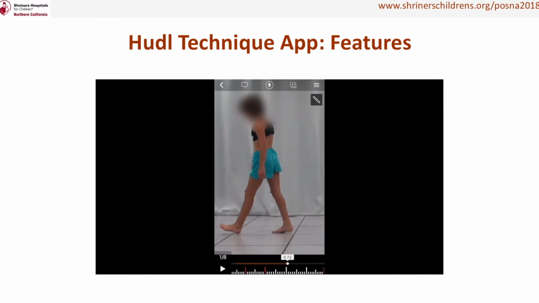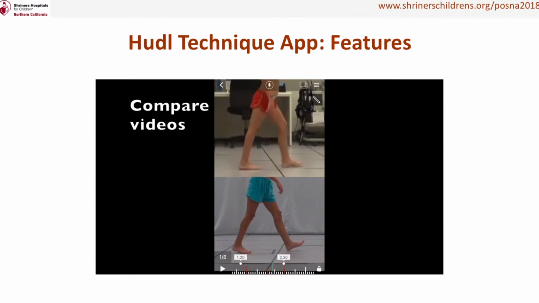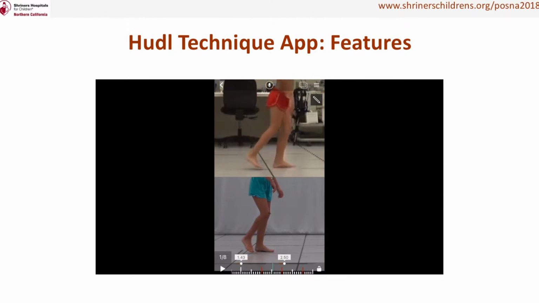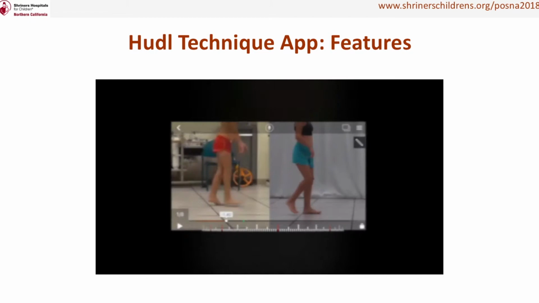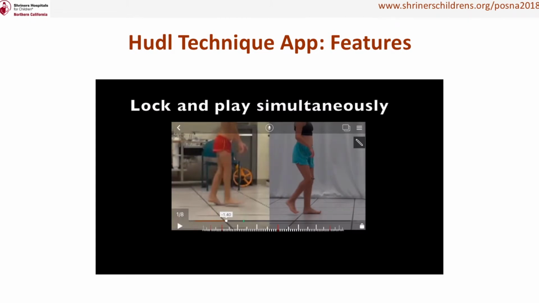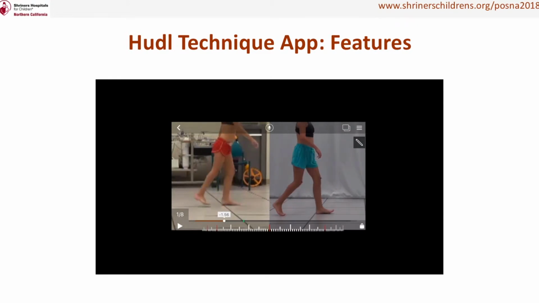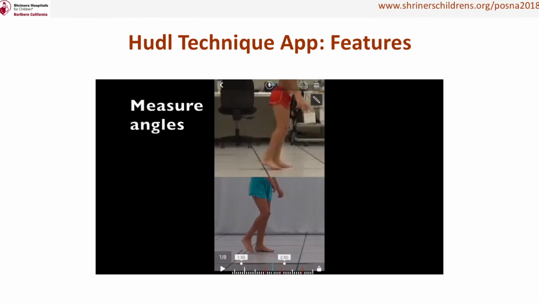You can use the dial on the bottom of the screen to go backwards and forwards on the video with ease. And you can compare videos, moving them separately to position the video in the exact same point in the gait cycle for both videos. You can then lock the videos together and play them simultaneously, using the dial on the bottom of the screen. To add additional objectivity to your assessment, you can measure angles using the annotation features.